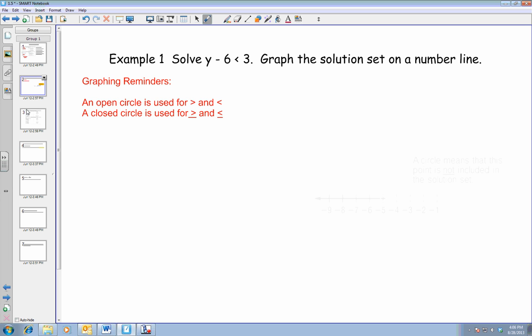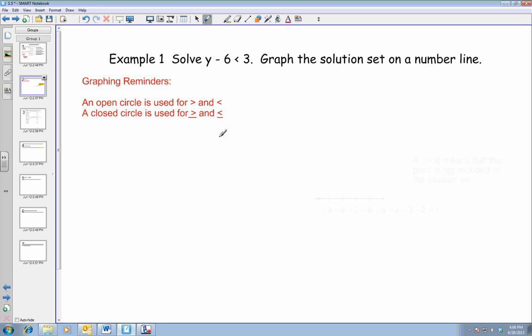So we're going to do a simple example. We're going to solve y minus 6 is less than 3, and we're going to graph our solution set on a number line. Some graphing reminders that you might forget: we're going to use an open circle for greater than and less than, and a closed circle for greater than or equal to and less than or equal to.